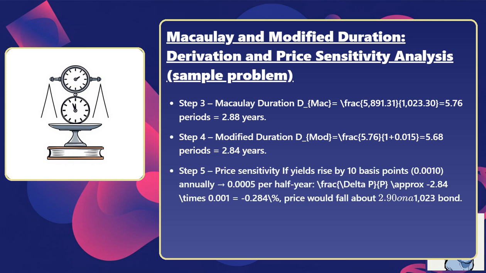If yields rise by 10 basis points, which is 0.0010 annually, that is 0.0005 per half year, delta P over P is approximately negative 2.84 times 0.001 equals negative 0.284%. The price would fall about $2.90 on a $1,023 bond.